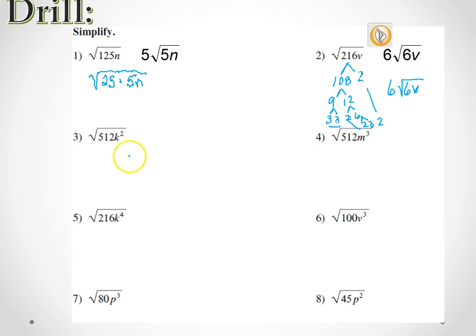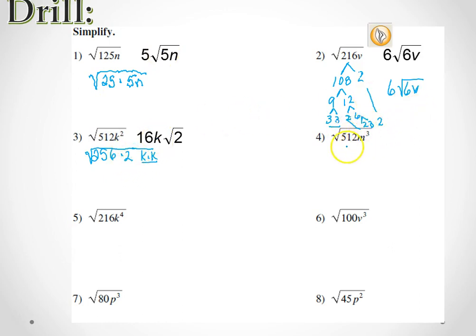So 512, I know that's 256 times 2. And I know that the square root of 256 is 16. K squared, I know, is k times k. So since I'm looking for a pair of k's, that would go outside. So I'd have 16k, and then the only thing left would be the square root of 2.